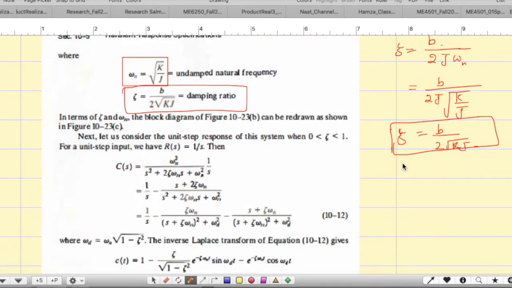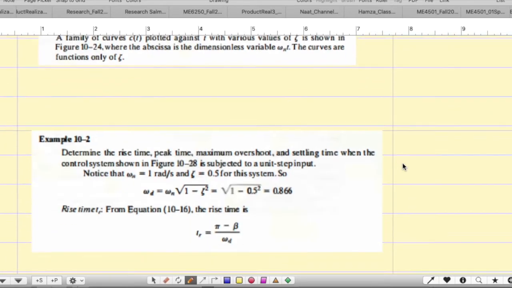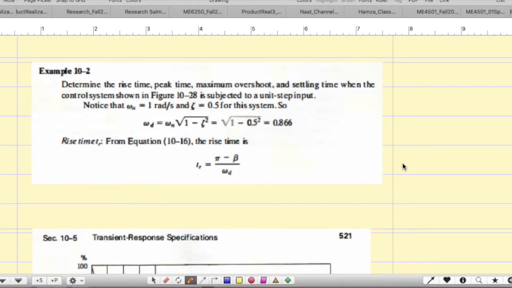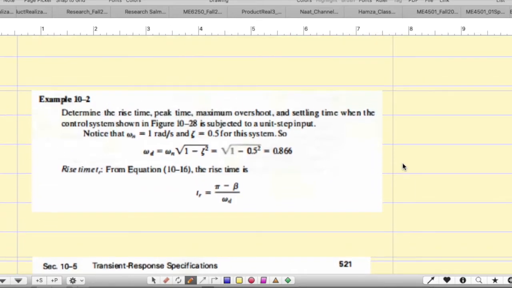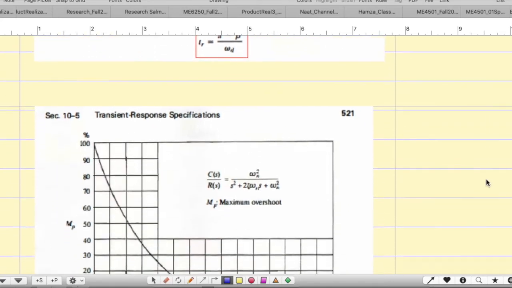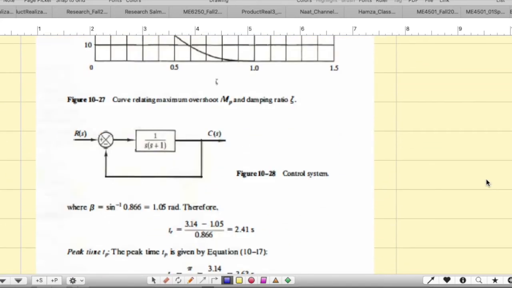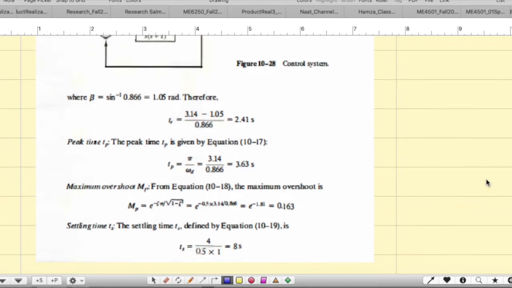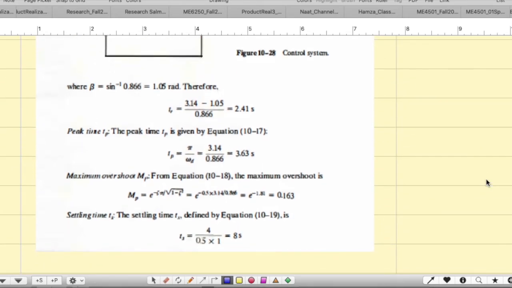And that's it for transient response. This is an example which I've copied and pasted here to show you how to find the rise time with the formula. This formula has been given in our book, Ogata, with the equations. Omega is the damped frequency, and maximum overshoot can be found through the graph and so on.